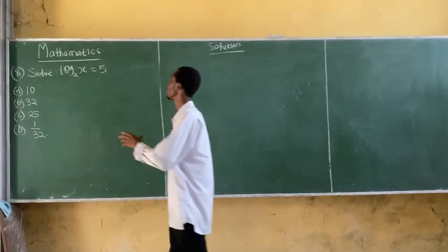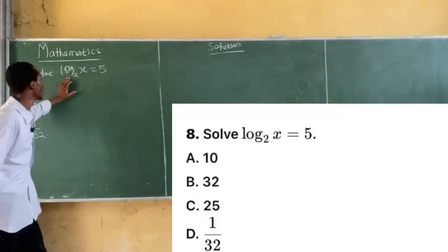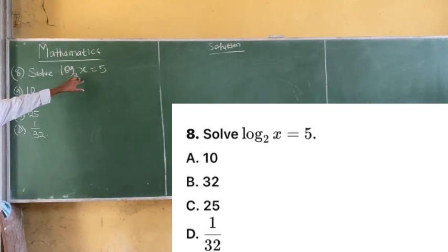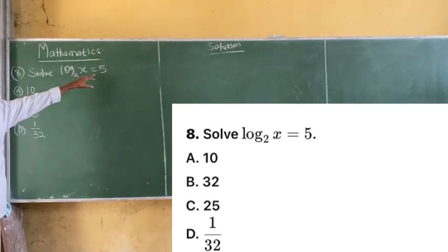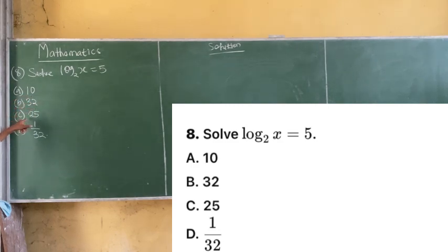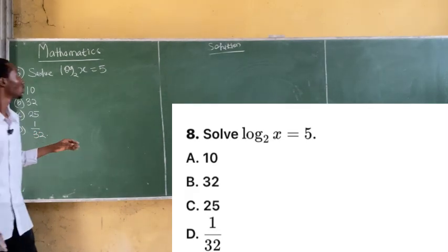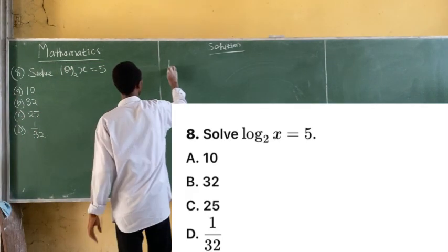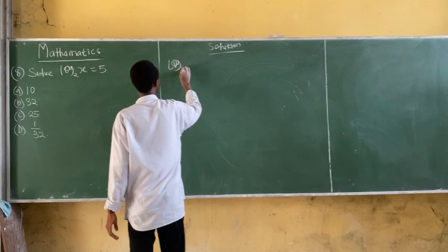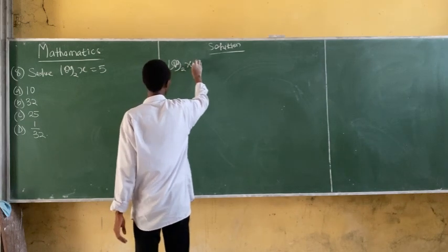Question 8 says, solve this equation. Log x base 2 is equal to 5. Option A, we have 10. Option B, 32. Option C, 25. And option D, we have 1 over 32. The question says, log x to base 2 is equal to 5.